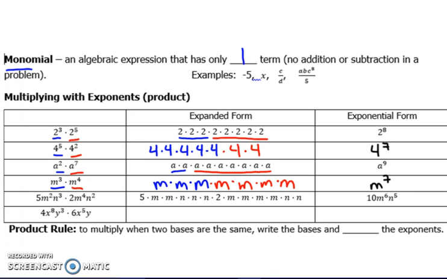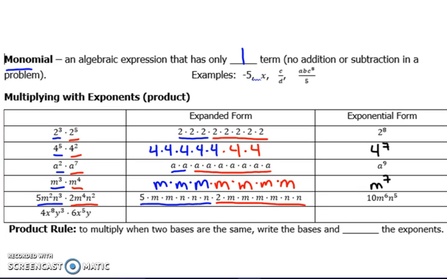Now, we're going to take 2 monomials and multiply them. Well, if I look, I have 5m squared n to the third times 2m to the fourth n to the second. Again, we're going to expand it out, but we can't leave the coefficients. So that means for my first term, I have 5 times 2 m's and 3 n's, and we're going to write it all out. My second term, we have 2 times 4 m's and times 2 n's, so we write it all out.